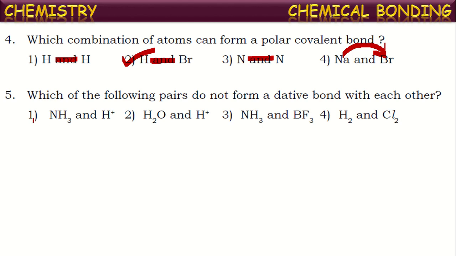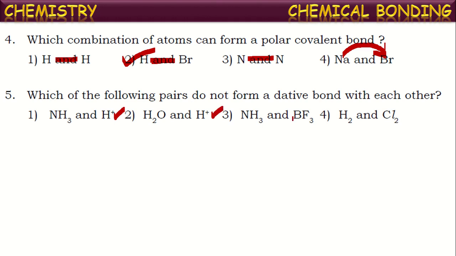Observe this here, NH3 and H+. In the NH3, nitrogen has a lone pair of electrons and H+ has one vacant orbital. So they form a dative bond. What about the water molecule and H+ ion? Here also, the central atom oxygen in the water has two lone pairs of electrons, and H+ has a vacant orbital. So these two also result in the formation of a dative bond.